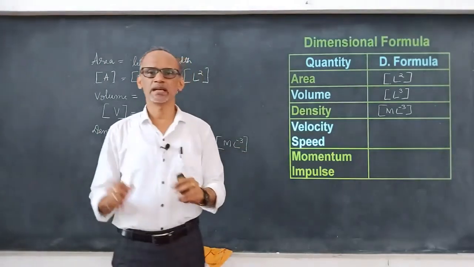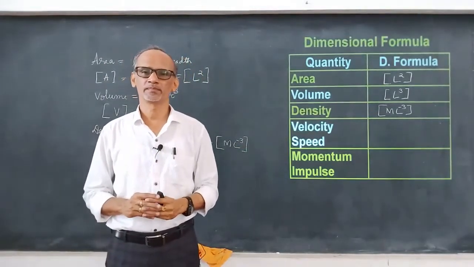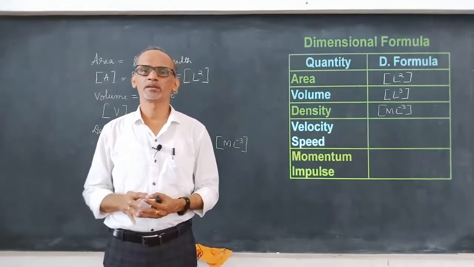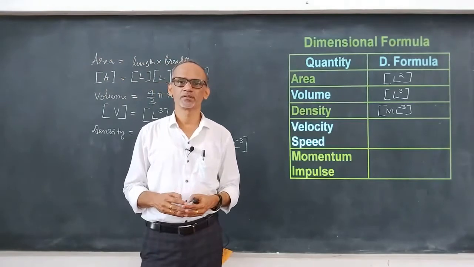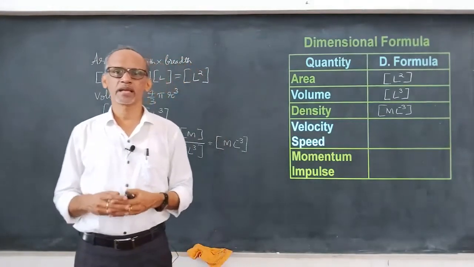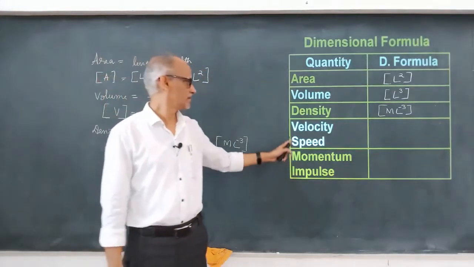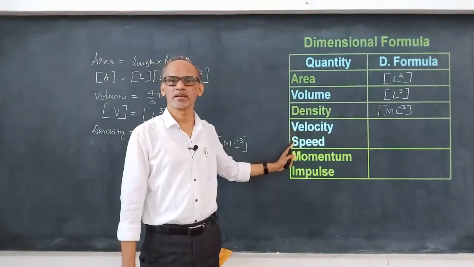Velocity and speed have the same dimensional formula. That's why I've written them within one block. So if they ask in the exam, mention a pair of physical quantities having the same dimensional formula, then you have to write the answer as velocity and speed.